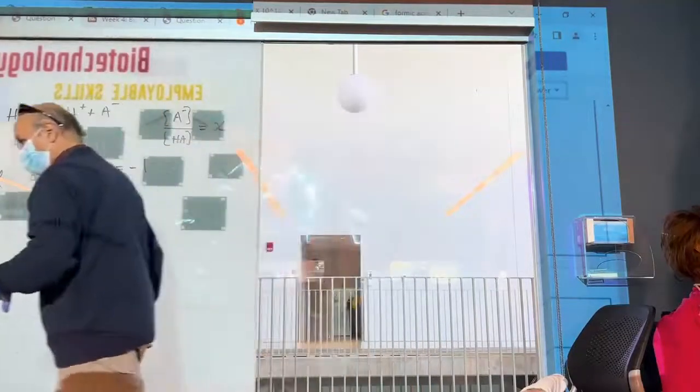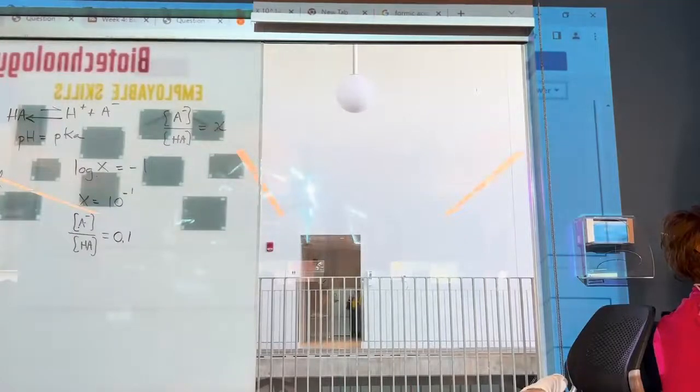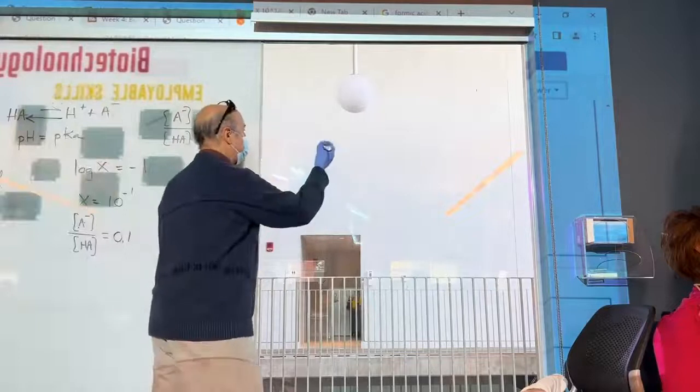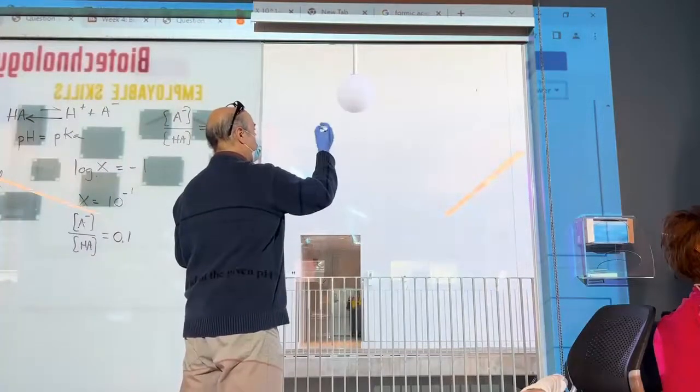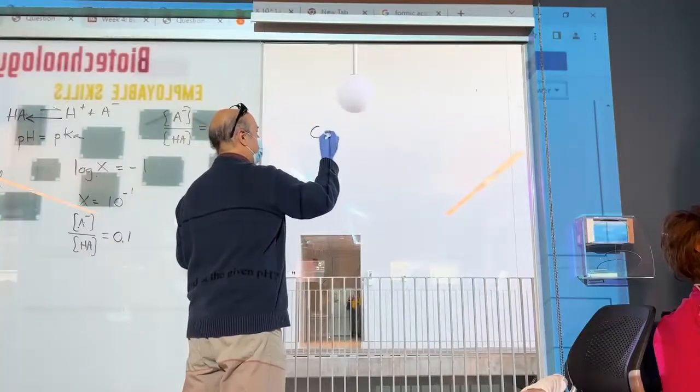Amino acids are found in biology, they're probably not in biochemistry. So if I put formic acid, I'm just going to use the formula for formic acid.